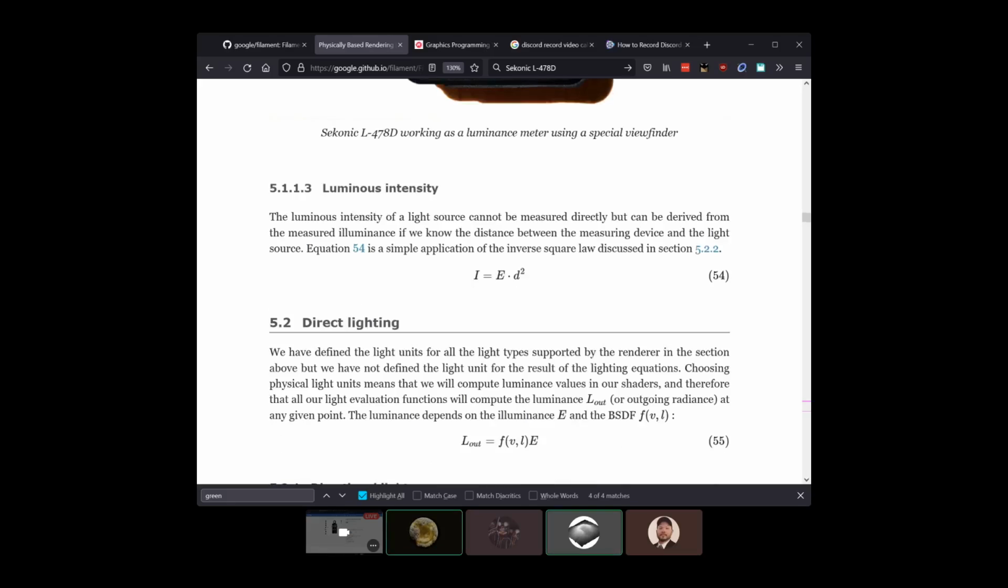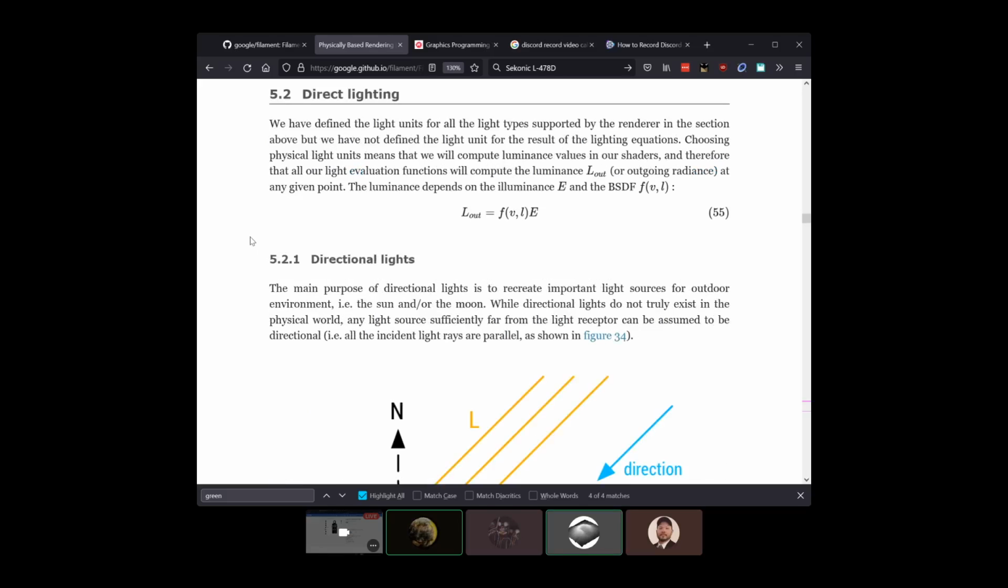Okay. So luminous intensity, distance. Well, this is just the inverse square law, inverted. Okay. What do they say about direct lighting? Did you guys get past this, or is this where you stopped? I think this is where we stopped. Yeah. Okay.